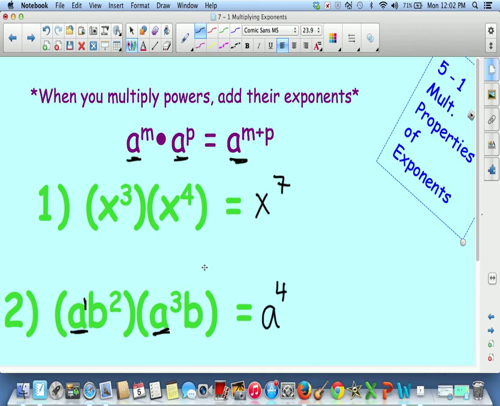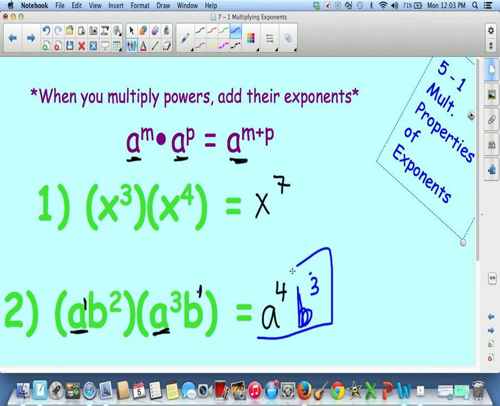Okay, and then we have our b's. That's another base here. So b to the 2nd times b to the 1st is going to be b to the 3rd. It'll show up here. There we go. All right, and that would be my final answer.